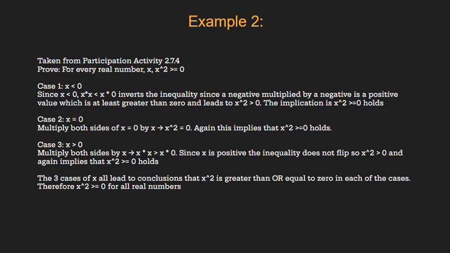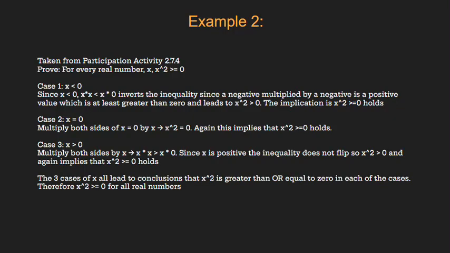For example 2, we're going to prove that for every real number x, x squared is greater than or equal to 0. And we'll split this up into 3 cases. For the first case, x is less than 0, and since x is less than 0, we multiply both sides of the inequality by x. And this inverts the inequality since a negative number times a negative number is a positive value, which is at least greater than or equal to 0, and leads us to x squared is greater than 0. So the implication is that the inequality x squared greater than or equal to 0 still holds.